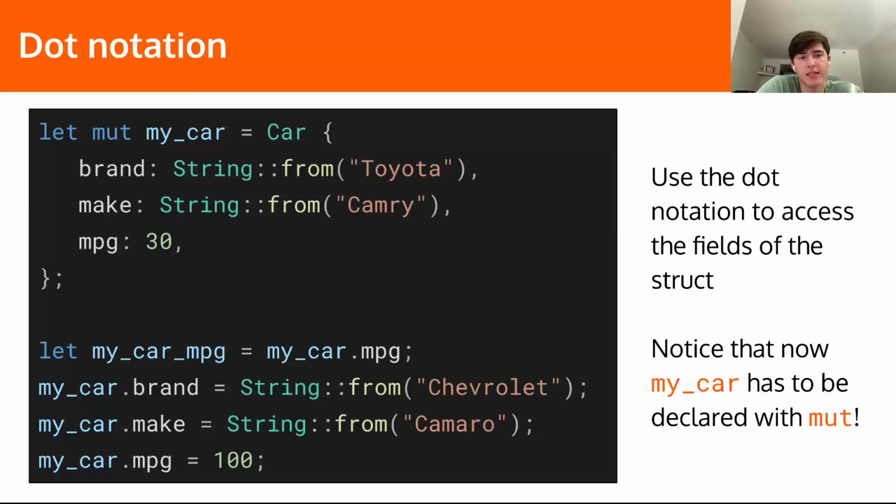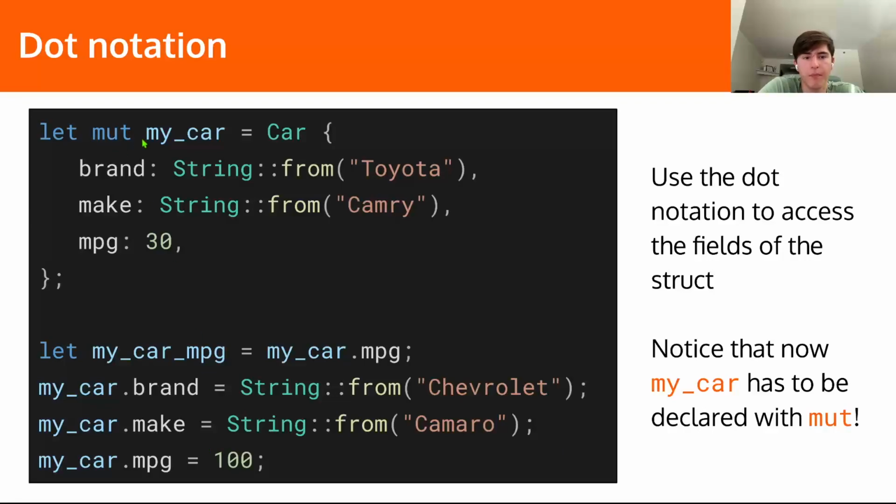So, how do you access something from a struct? Just like in a tuple, you can use the dot notation to access each field. Except with a struct, you have the named versions, like this. So to access the MPG, you just call your struct.mpg. And the brand is this, make is this.